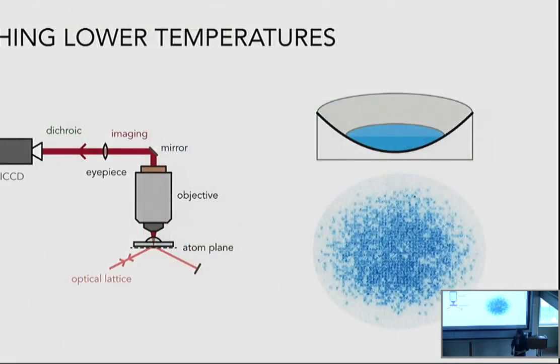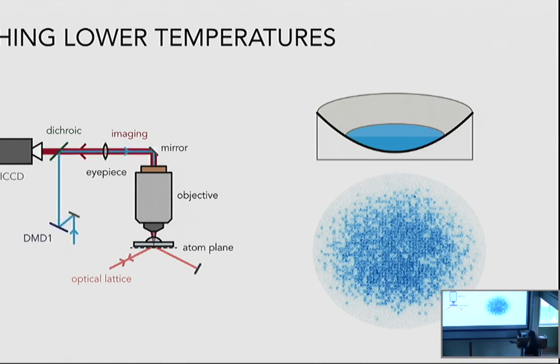And so to reach lower temperatures, what we do is we first take note of the fact that when we create our optical lattices, they're retroreflected. And so that means not only do we have our lattice potential, but we also have this underlying harmonic potential. And you can see that with this cartoon here, and then with an atom distribution here.